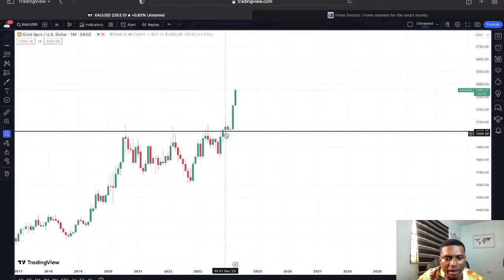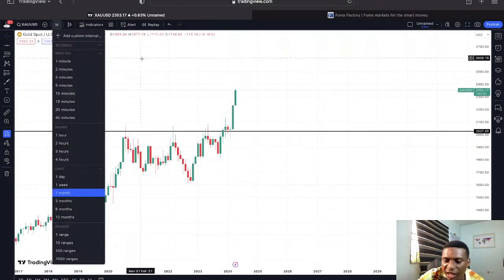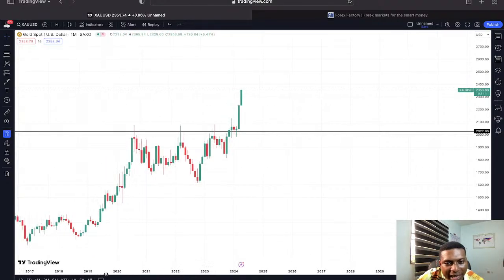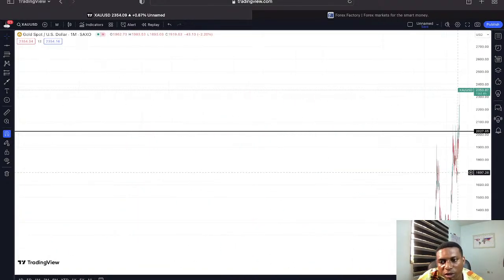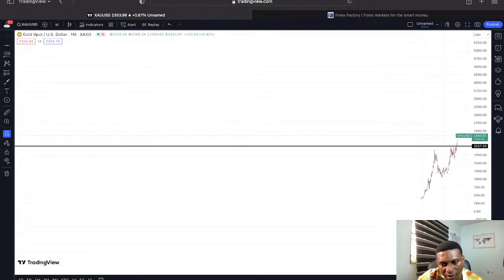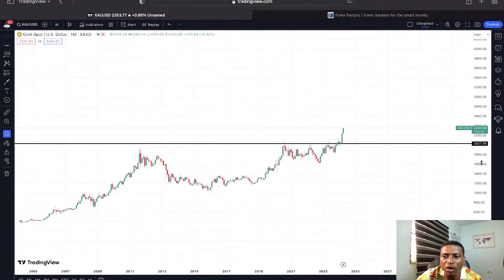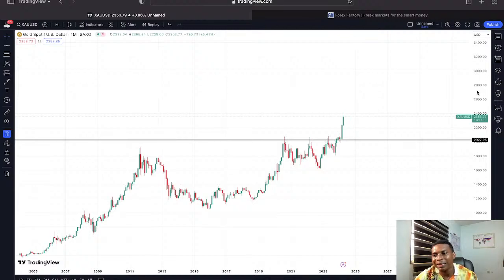And we can see how price has moved up. If you look in very closely, you will discover that gold over the years has not gotten to this level where it currently is. Gold is currently at an all-time high that it had never gotten to before.